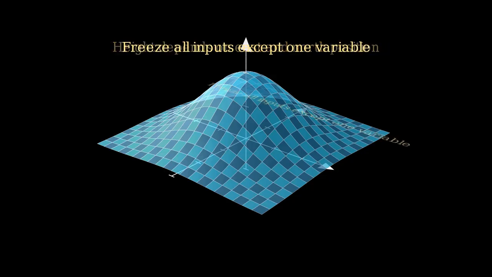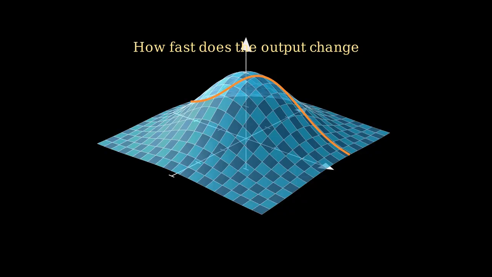A partial derivative measures the rate of change of that output with respect to one input variable, while every other input variable is held completely fixed. In plain words, we ask, if I only let one variable move and freeze all the others, how fast does the output change?